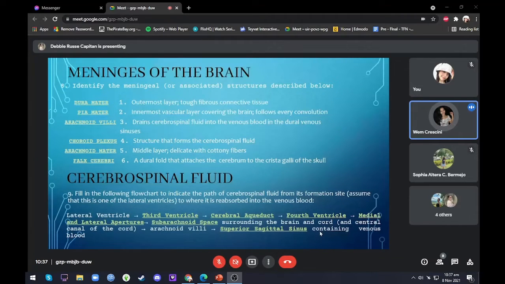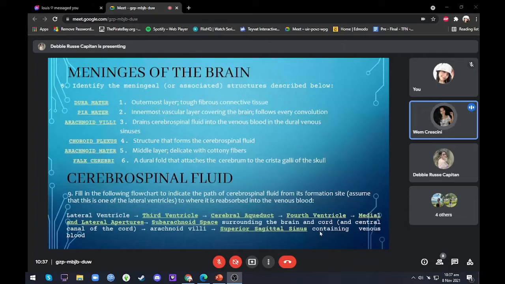And number 2, innermost vascular layer covering the brain, follows every convolution. It is the pia mater. And then number 3, drains cerebrospinal fluid into the venous blood in the dural venous sinuses. It is the arachnoid villi. And then number 4, the structure that forms the cerebrospinal fluid. It is the choroid plexus.